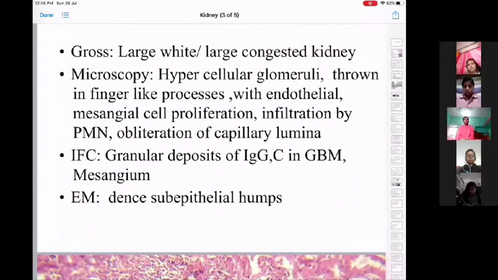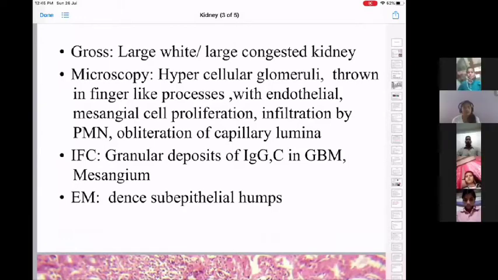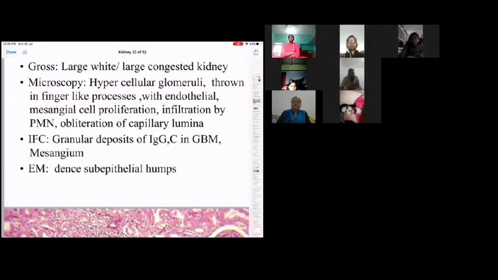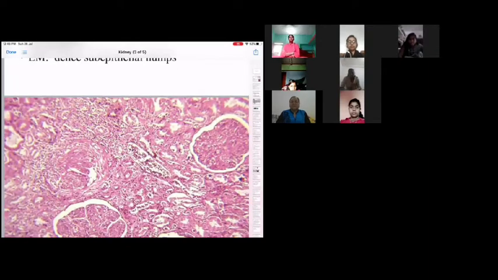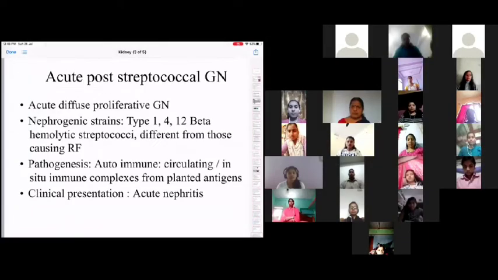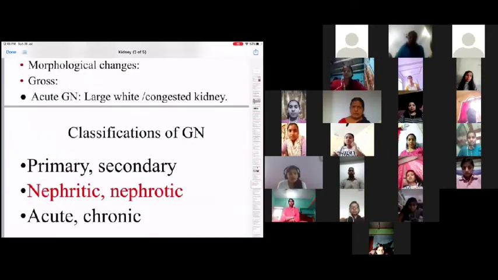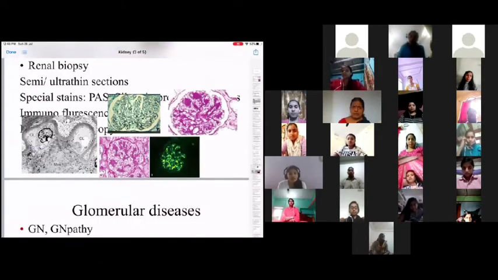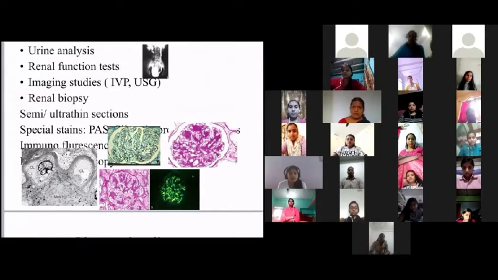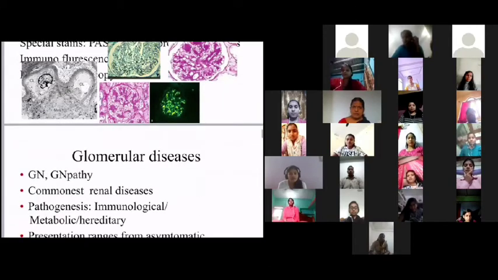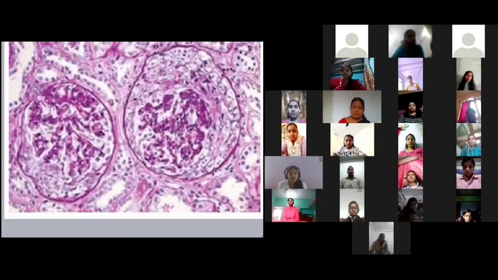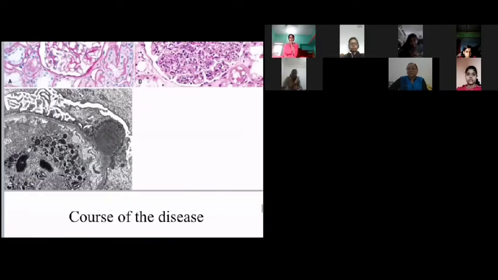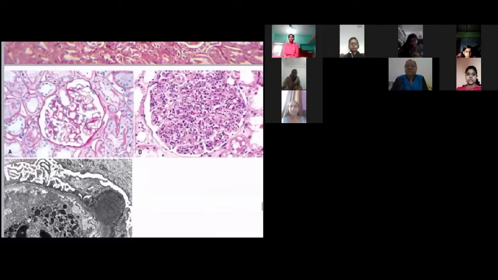Two things are important: microscopy. So how will this glomerulonephritis present? It will present with hypercellular glomeruli, meaning the cellularity of the glomerulus is more. Here you see the normal picture of glomerulus in the first diagram, and you see the hypercellular glomerulus. So the cellularity of the glomerulus is more.